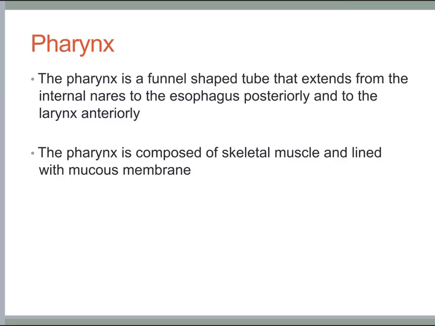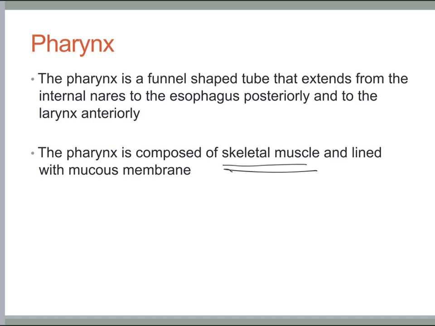As we continue away from our mouth, down our alimentary canal, we hit our next important structure. It is the pharynx. As we've said before, it is a funnel-shaped tube that's going to extend from the internal nares to the esophagus posteriorly and to the larynx anteriorly. It's going to be composed of skeletal muscle and lined with a mucous membrane, again, lubricating and facilitating movement through this tube-like structure. Now, the big key here is going to be skeletal muscle, and we're going to see this weird modification continue through the esophagus as well.